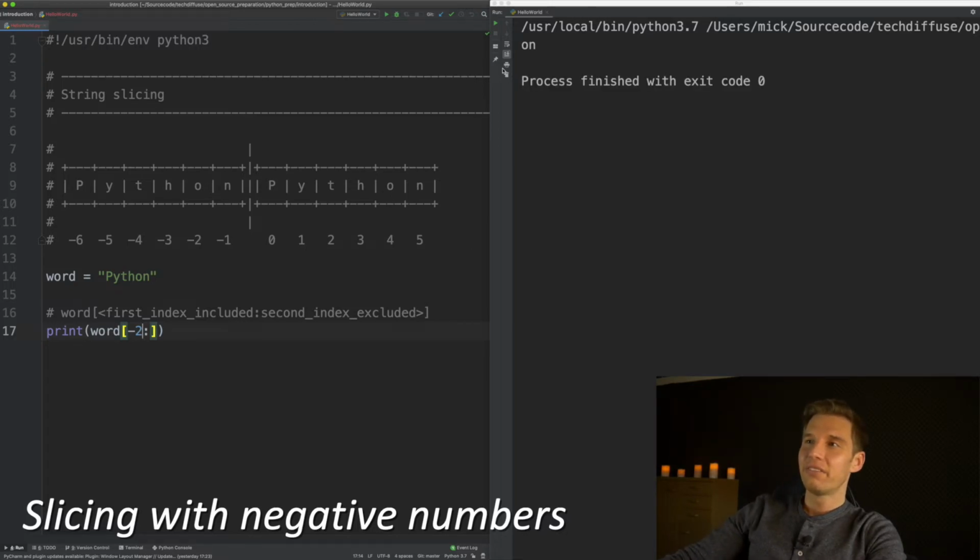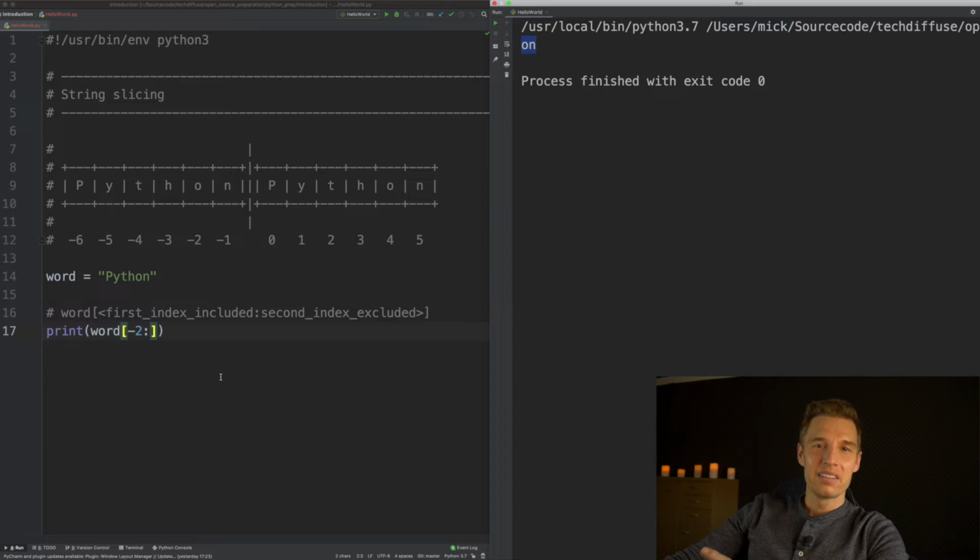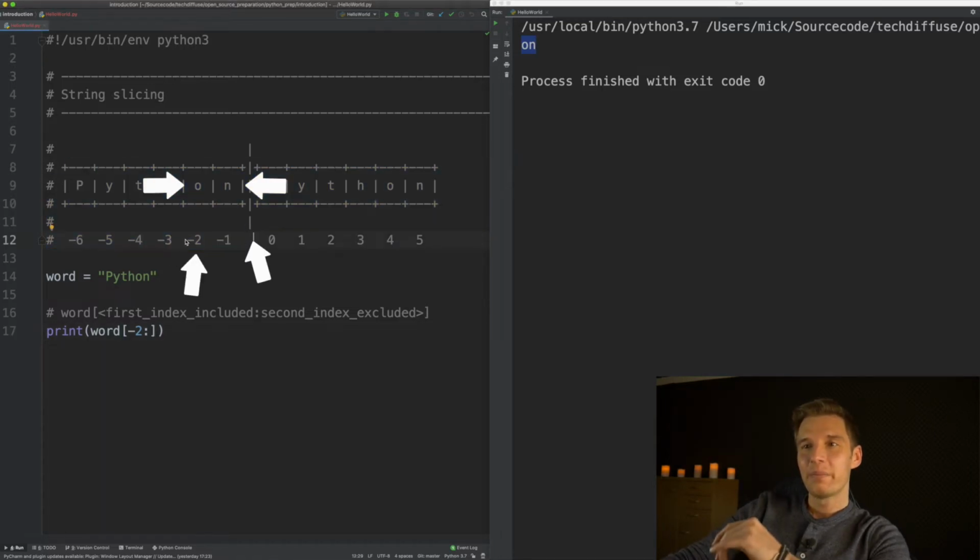Okay, we have O and N printed out. So what does that possibly mean? In this case, it means we take the left one here, we start by -2, we have the O included, and we go to the length of the string. And the length of the string in this case is the rest of the string. So we have O, N, and then we're good.